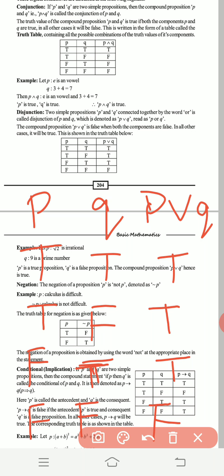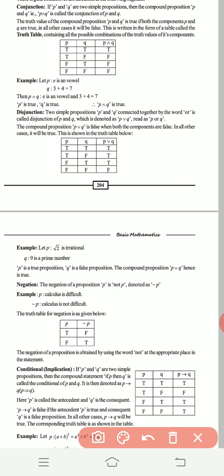If both the statements are true, then only the compound statement is true in case of conjunction. In case of disjunction, if any one of the statements is true, then the compound statement is true. Otherwise, it is false. Okay. See here, the compound proposition P or Q is false only when both the components are false. Only one case you will get false. In the remaining three cases, it is true.